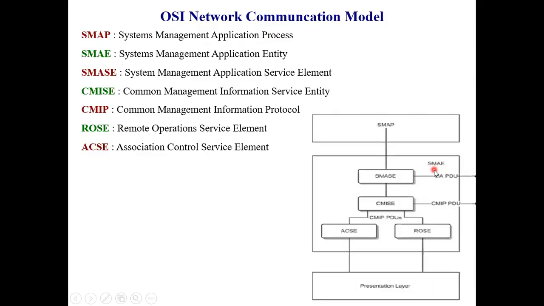SMAE, which is present over here, is your System Management Application Entity. SMASE is the System Management Application Service Element. CMISE, you already know, Common Management Information Service Entity or Element. CMIP is Common Management Information Protocol. ROSE, Remote Operation Service Element. ACSE, Association Control Service Element. Please write down the full forms. I will be ending the lecture with this only.